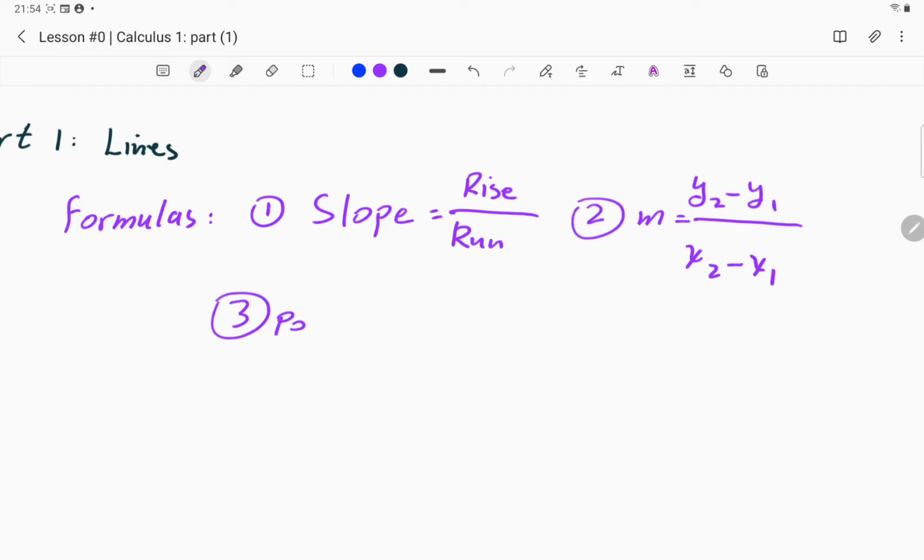Anyways, the third formula is point slope. I'm going to write it just like so: point slope.